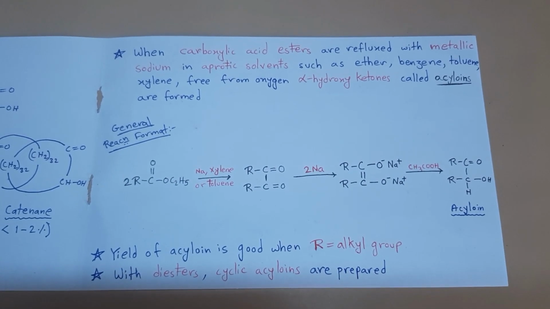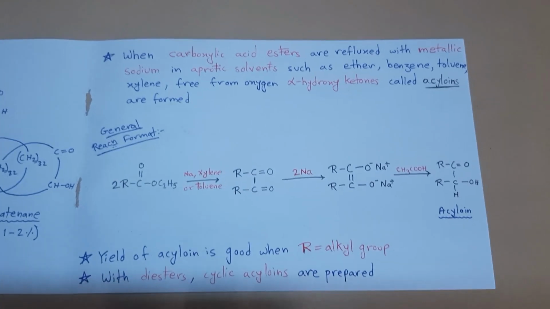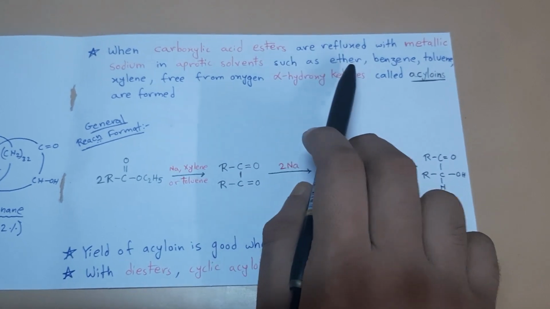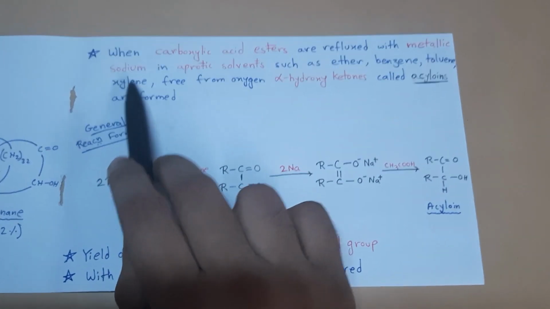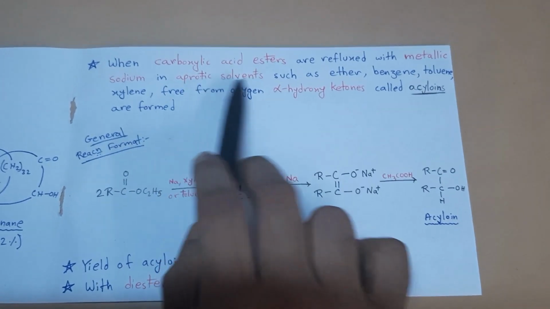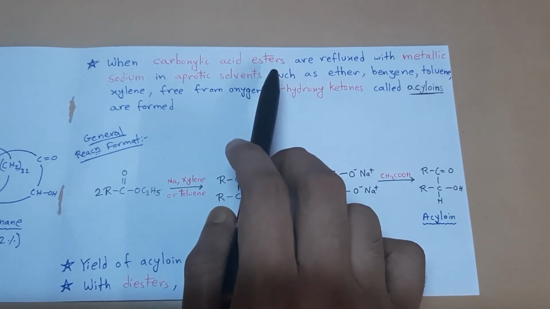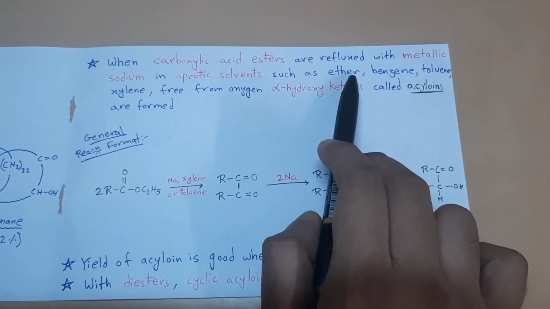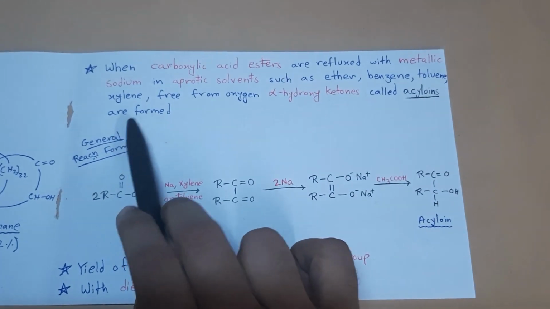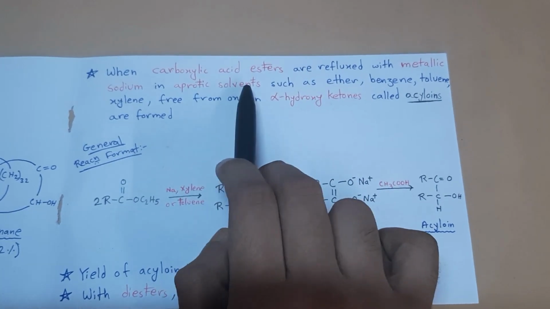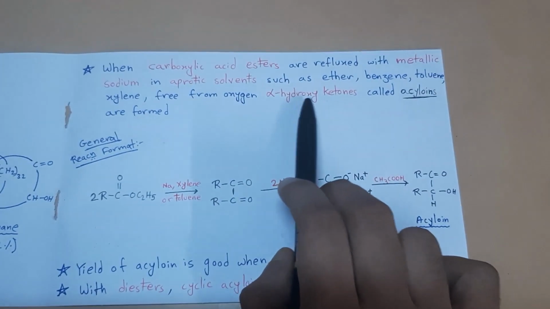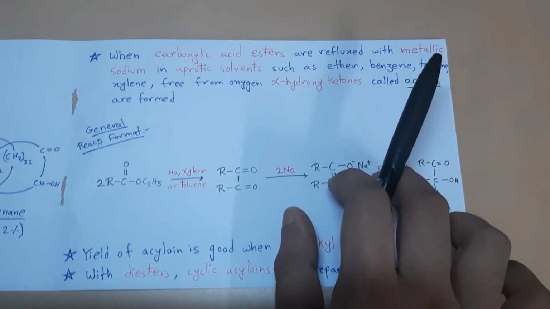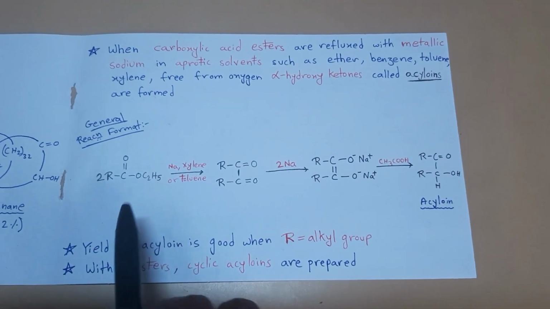As you can watch from the very first slide, when carboxylic acid esters are refluxed with metallic sodium in aprotic solvents, which are basically solvents that do not have acidic or basic counterparts, such as ether, benzene, toluene, xylene, then alpha hydroxy ketones are formed, which are called acyloins. The general reaction format includes this.